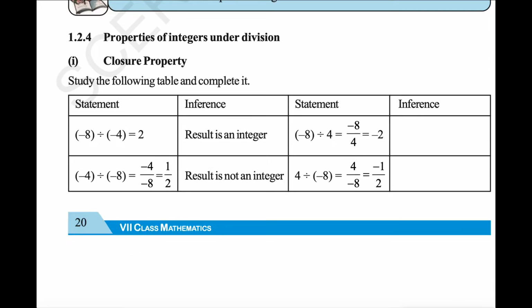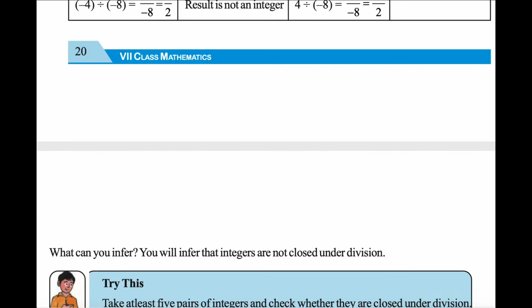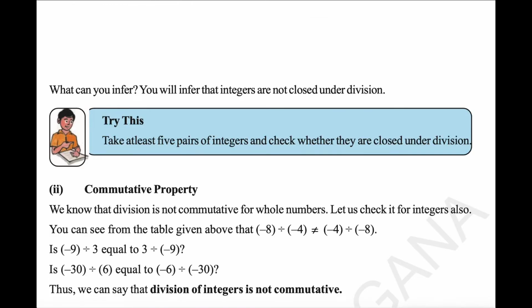Properties of integers under division. Let's see the closure property, whether it is there for division or not. Minus 8 by minus 4 is 2, resulting in an integer. Minus 8 by 4 is minus 2. Again that is an integer. Minus 4 by minus 8, is it an integer? No, it is not an integer. That means they are not closed under division.